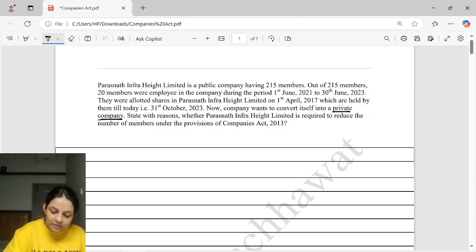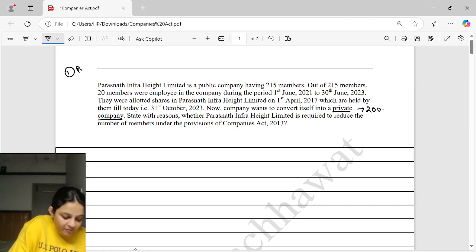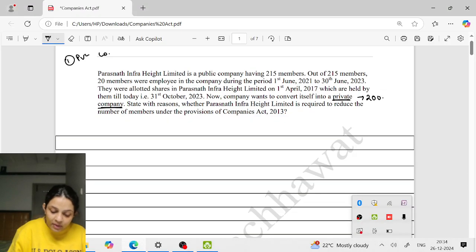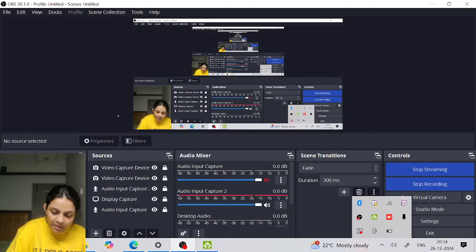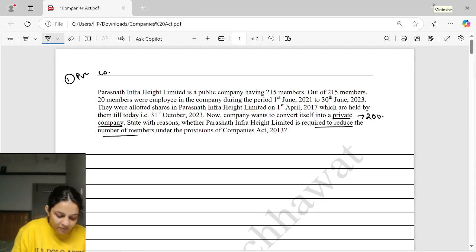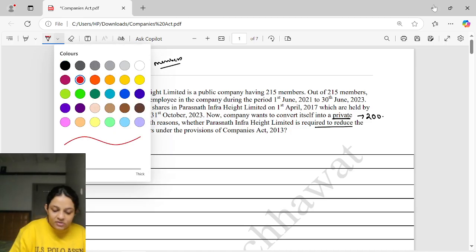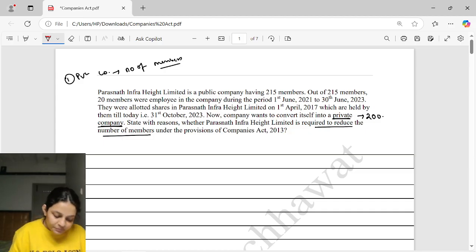And when it comes to a private company, what is the maximum number of members? So the provision will obviously be about a private company, right? The question is only asking whether they have to reduce the number of members. So we have to talk about private company, and more importantly, this provision is based on the number of members. That is what we have to write about. So first, let's figure out the answer and then we'll try writing.